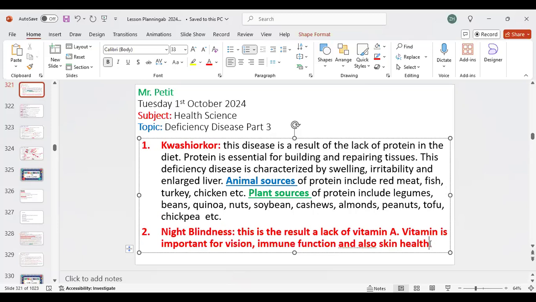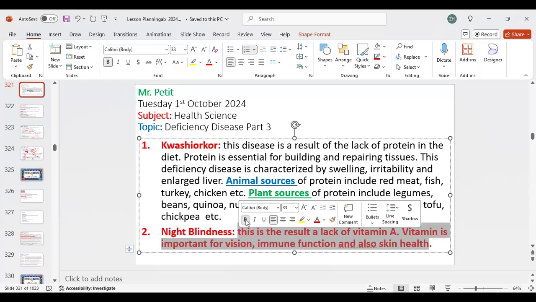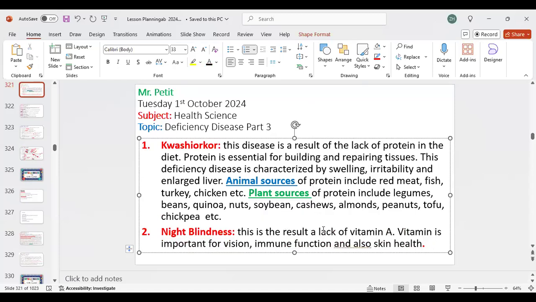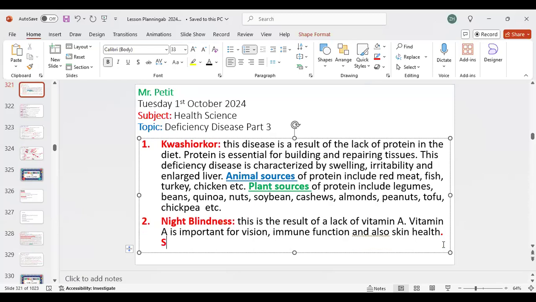So where can we get vitamin A from? This is the result of a lack of vitamin A. Vitamin A, sorry, is important for vision, improved nutrition, and also skin health. Where can we find vitamin A from? Carrots. So sources of vitamin A would be the carrot.